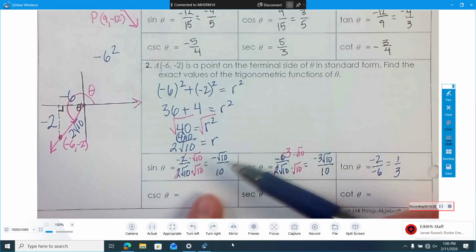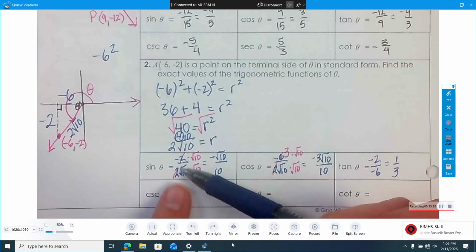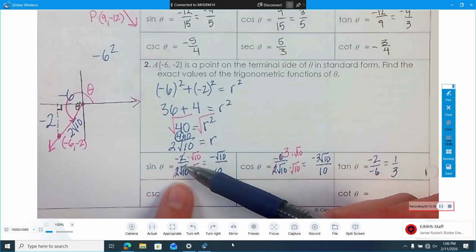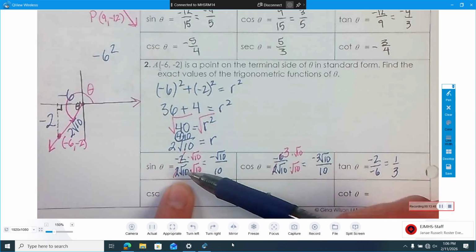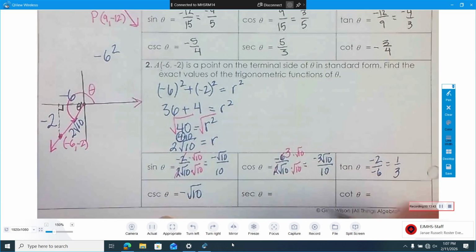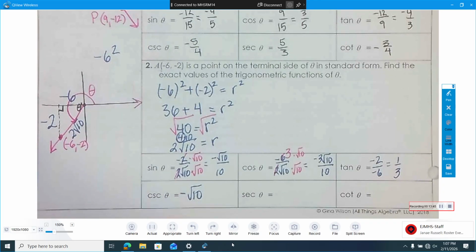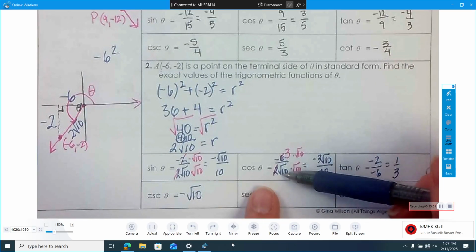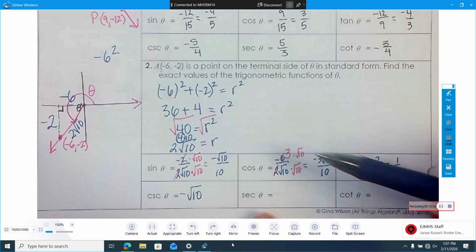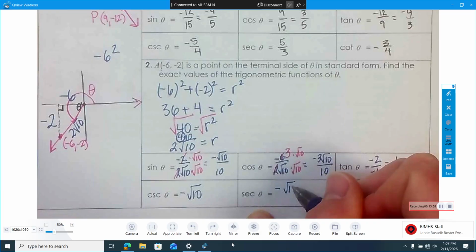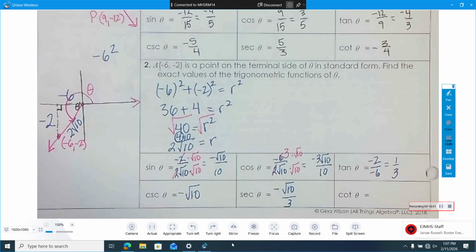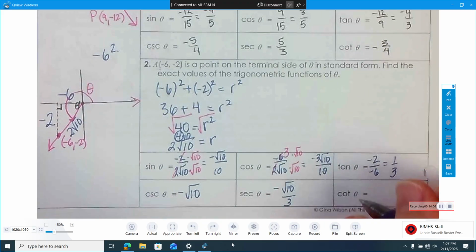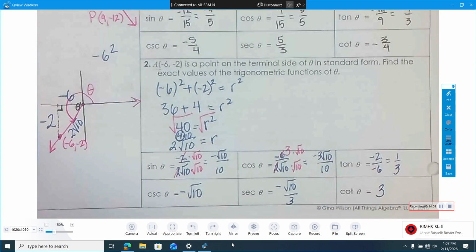Now, I don't ever like flipping things with a radical already on top. I'm going to go back here. It was negative 1 over radical 10 originally. You flip that, it's just negative radical 10 over 1. Cosine was originally negative 3 over radical 10 right there before we rationalized. And if I flip that, that gives me negative radical 10 over 3. All right, so look for the one before you rationalize. This is the key, okay? And then cotangent becomes 3.